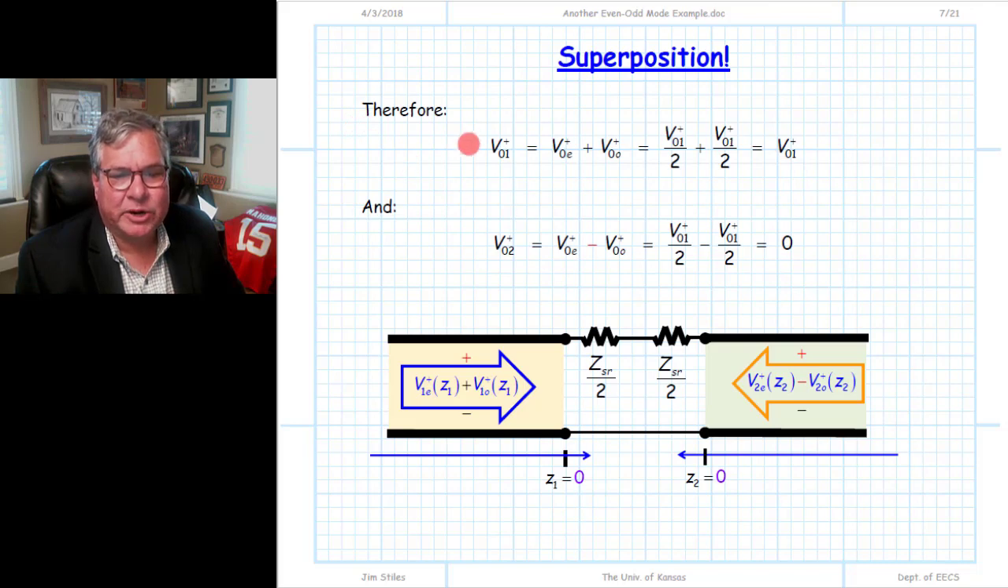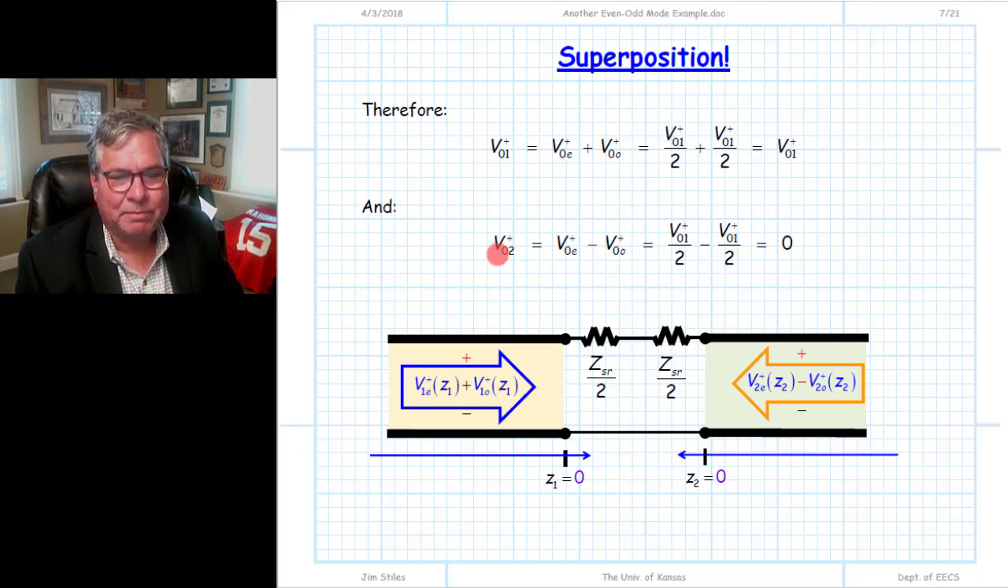So mathematically, we're going to say that the plus wave amplitude on the right side, the V01 plus wave amplitude, is equal to the even mode wave amplitude plus the odd mode wave amplitude. And of course, if we add those two values together, sure enough, we get back to the original complex wave amplitude V01 plus. So this is just stating it a different way, in terms of even and odd mode complex wave amplitudes.